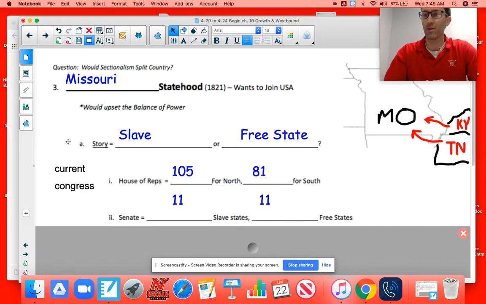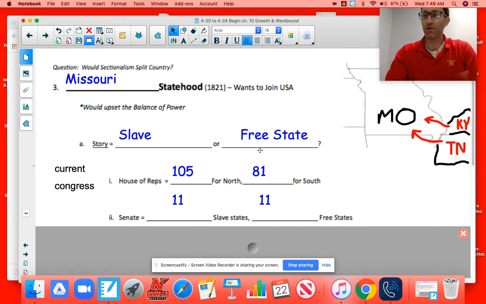So as our country would grow, we would continue pushing out west, right? Taking over those lands that Native Americans once had. And the statehood of Missouri began to become a question. They wanted to join the United States. Remember, according to the Northwest Ordinance, you only needed 60,000 people to apply to become a state. Well, they were there. So here's the story.